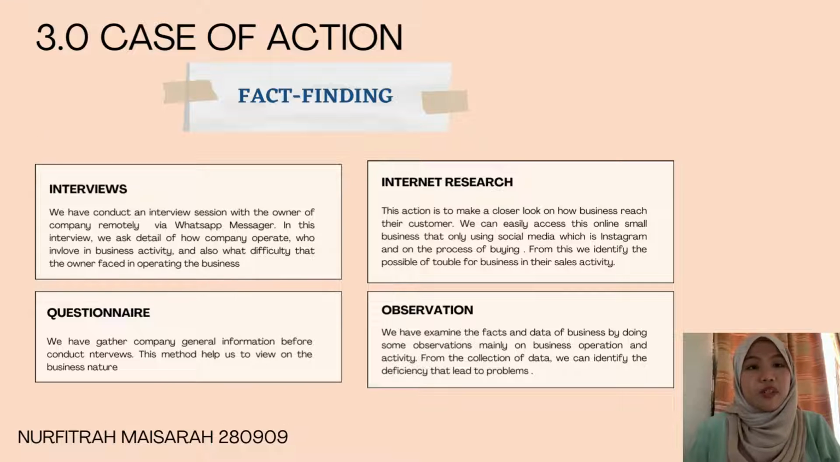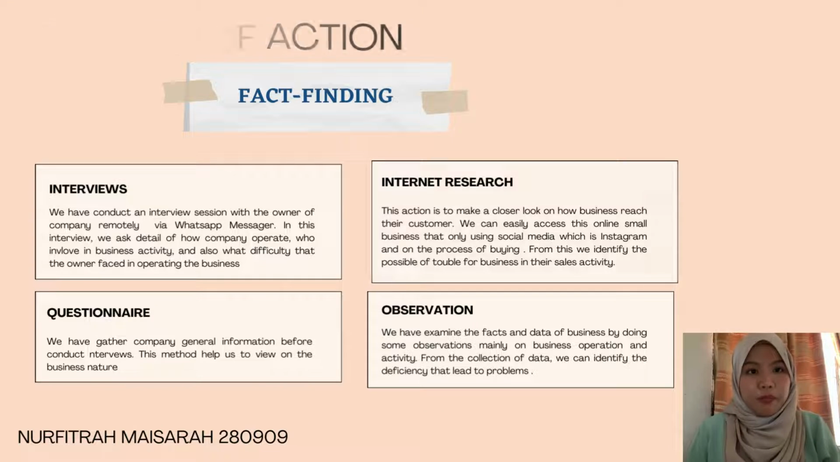And then we did the questionnaire. The questionnaire only covers a few general information about their business, like the nature of the business and background and so on. For internet research, we just went through their social media platforms, Instagram and Facebook, for us to know how their customers reach the business and the products that they are selling. For the observation, we examined all the facts and data of the business, mainly focusing on their business operation and activities for the primary investigation.